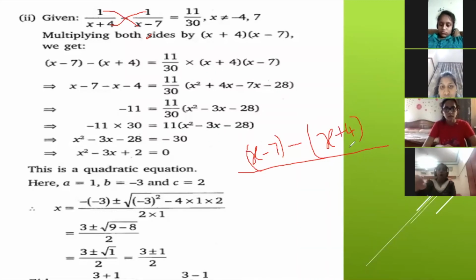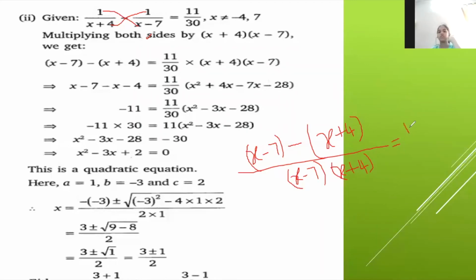Right. The denominator is the LCM, x minus 7 into x plus 4. This is the first step, equal to 11 by 30. This is the first step. I hope it is clear to all.